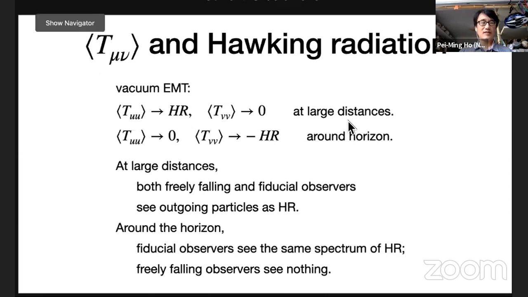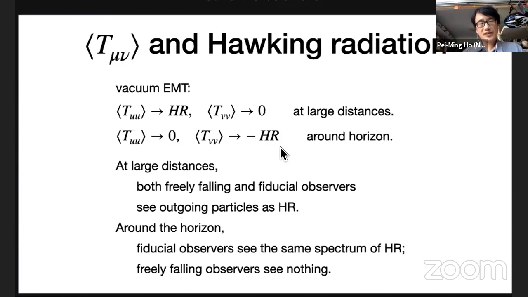So for example, at large distances, for the Unruh vacuum, you have no ingoing energy flux. You have outgoing energy flux, which is just the same as Hawking radiation. Around the horizon, the vacuum energy momentum tensor outgoing part is 0, the ingoing part is negative, and also you have no Hawking radiation around the horizon. But for fiducial observers, you would have particles around the horizon as well.